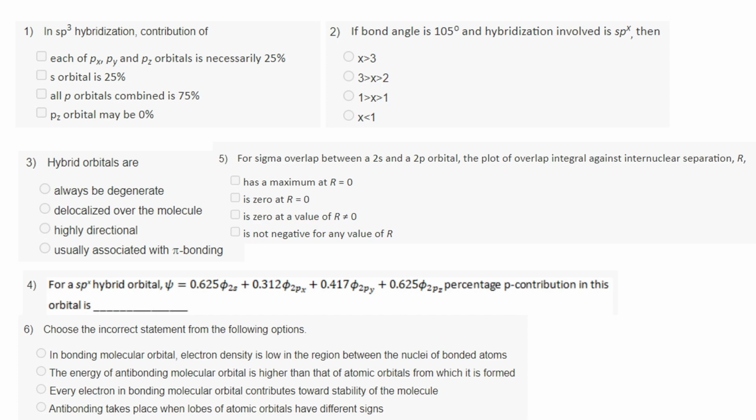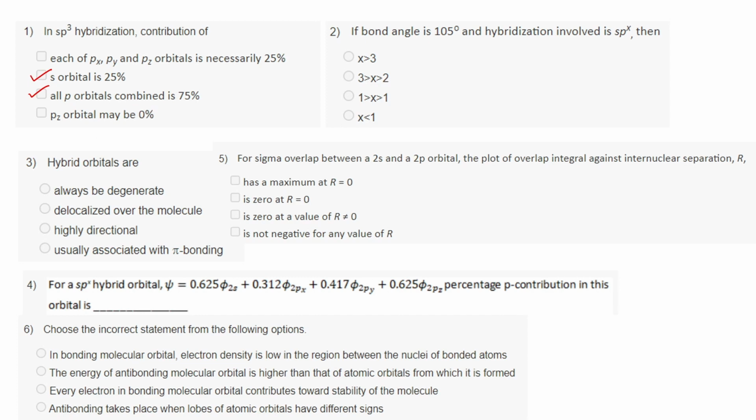Obviously the first one is incorrect, that each of the px, py and pz orbitals is necessarily 25%. That is not the case. The total p orbital should be 75%. So the third option is correct, and the second option is correct. And pz orbital is 0. Obviously if c is correct, then d is incorrect.